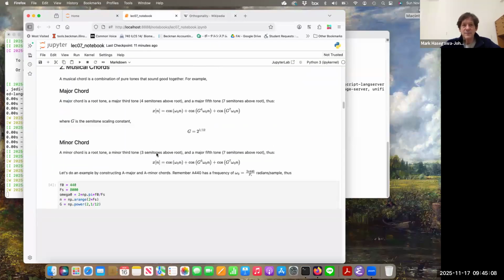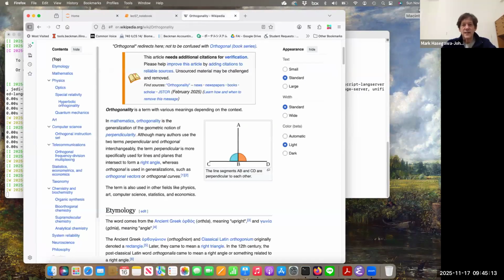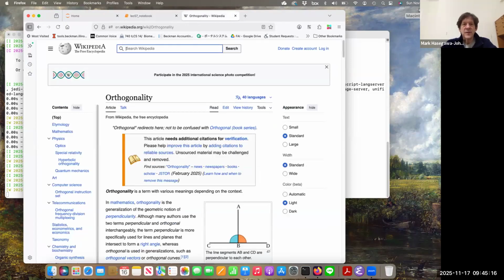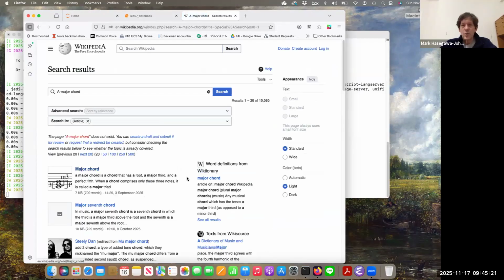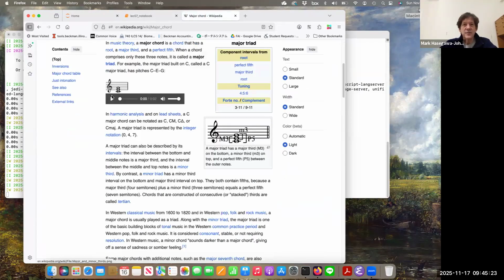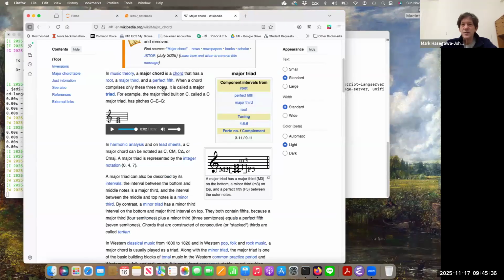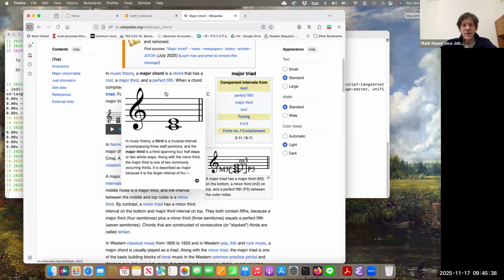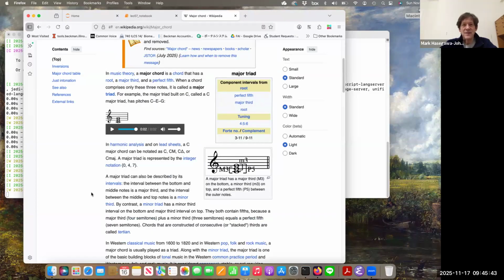Let's talk about music. A musical chord. Let's look up what an A major chord sounds like. Let's see if they have an example of that. A major chord is a chord that contains 3 notes, and it sounds something like this. That's a C major chord. It contains the notes C, E, and G. So a major chord is a chord that has a major third and a perfect fifth. A major third is 4 half steps, and a perfect fifth is 7 half steps.